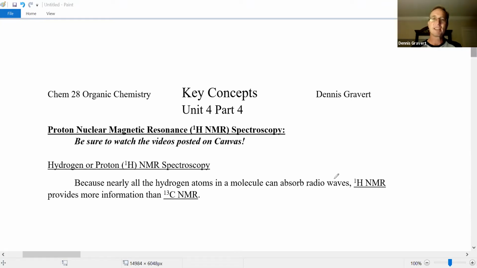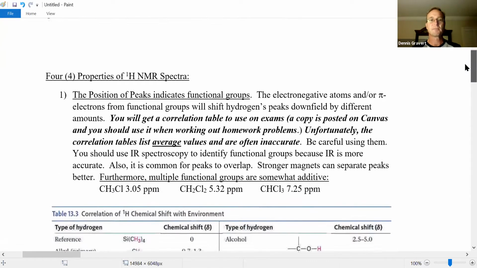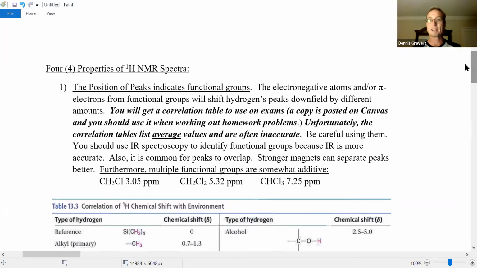Carbon NMR doesn't give a lot of data. Position and the number of peaks is what we can ascertain. Hydrogen NMR, oh boy, almost all, 99% of the hydrogens give us data. So now we got 4 pieces of data. Okay, let's look at those 4. First, we got position.